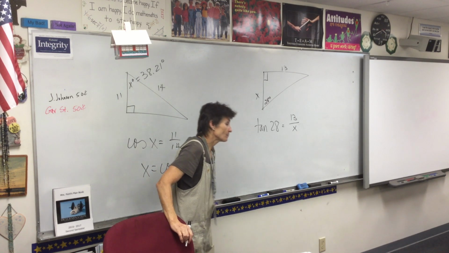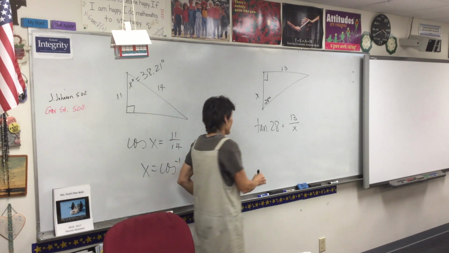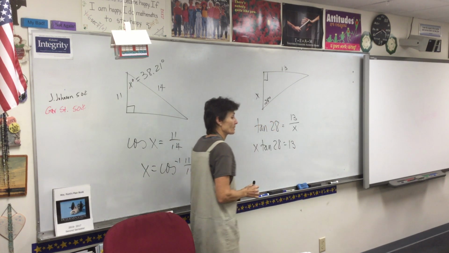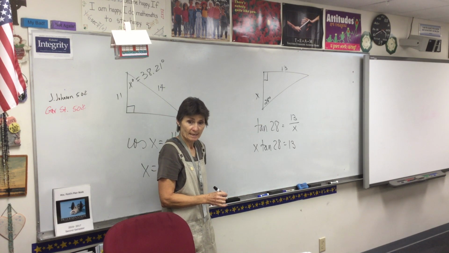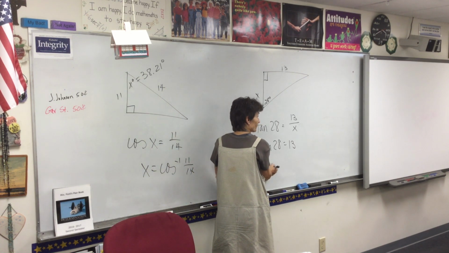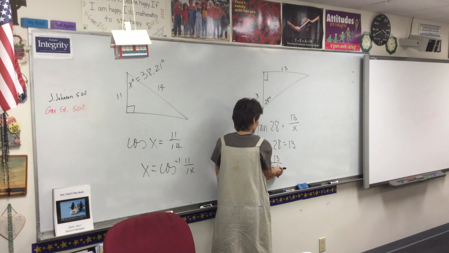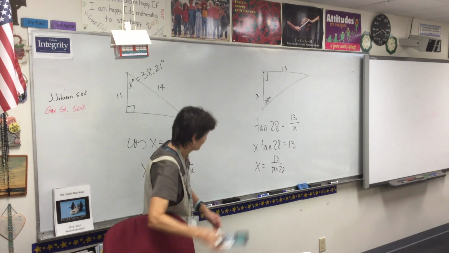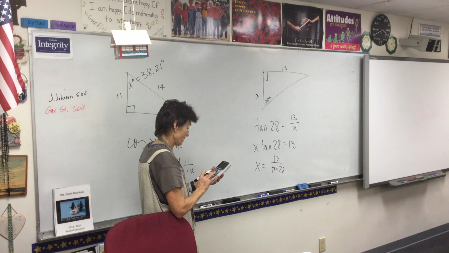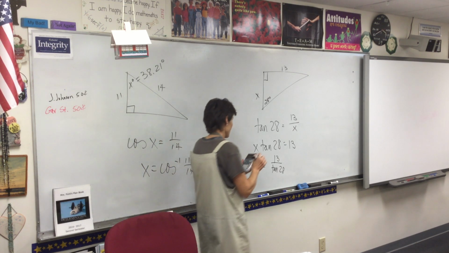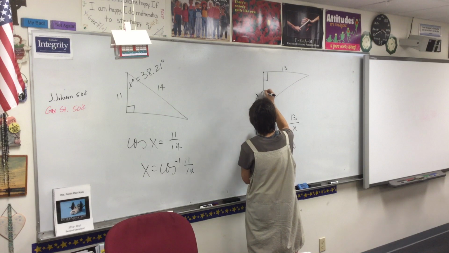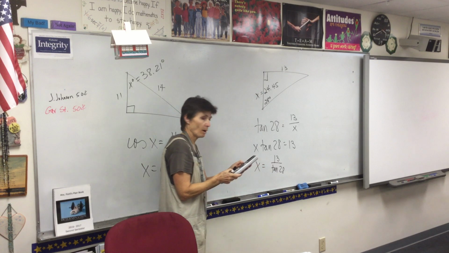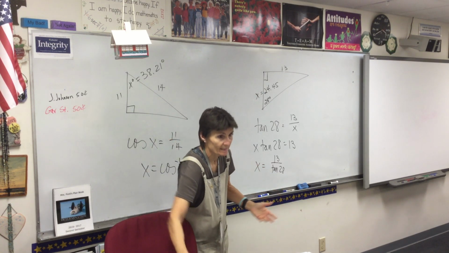Now what? Multiply by x. So x tan 28 equals 13. And then what will I type into my calculator? 13 divided by tan 28. I have to get x by itself, so I'm going to divide by tan 28. So 13 divided by tan 28. I got 24.45. And in a word problem, I would have to say feet or something like that.